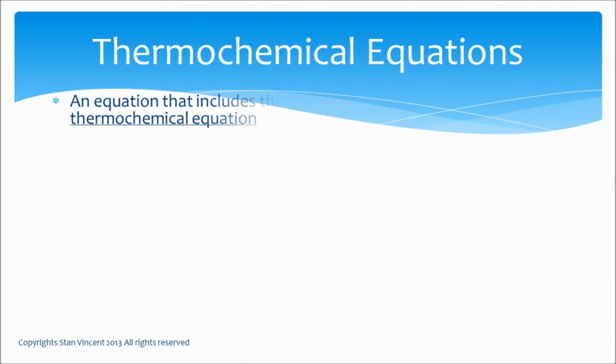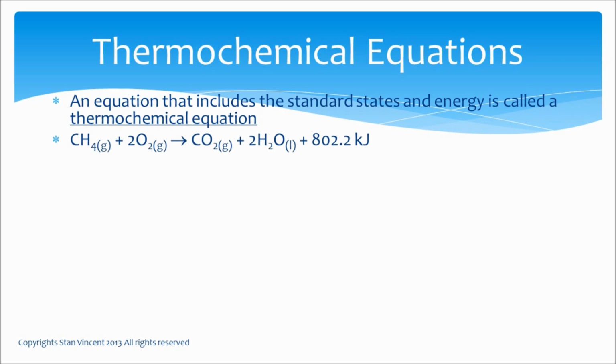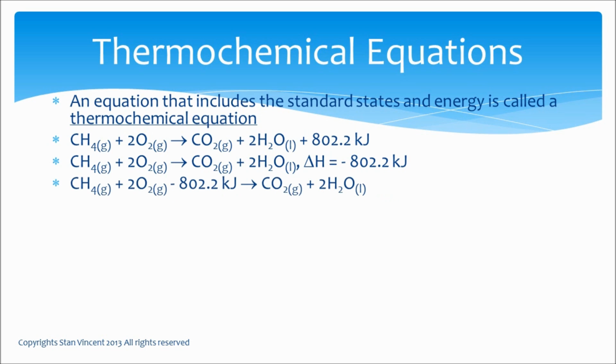Thermochemical equations. When you write equations that include the states of reactants and products and also give us the energy change associated with it, we consider the equation to be a thermochemical equation. Typical example. Now these are the different ways in which you can write thermochemical equations. 3 different methods are shown here.